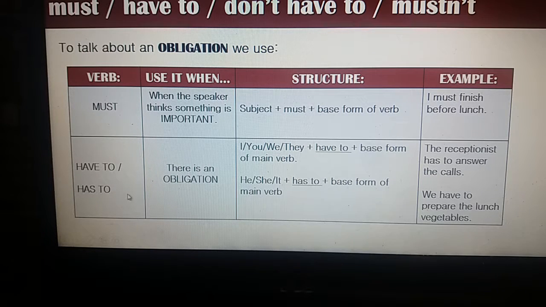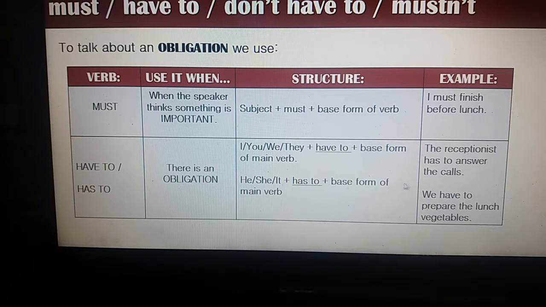Okay, what is the difference between must and have to? When you use have to, that means that it's an obligation that is part of your job. Okay, this is part of your job. Now pay attention here. Here we have two different ways to express have to and has to. We use have to when we have the subjects I, you, we, and they. You use have to in the base form of the main verb.